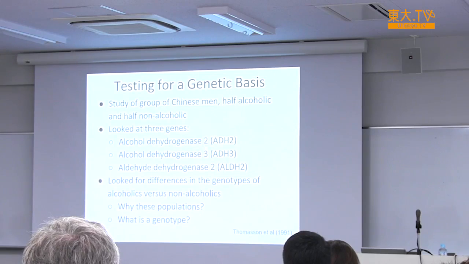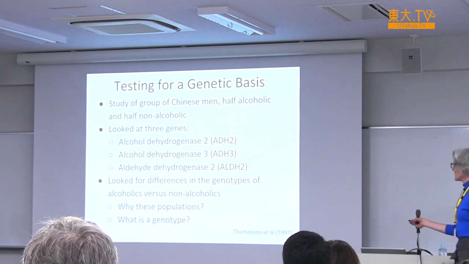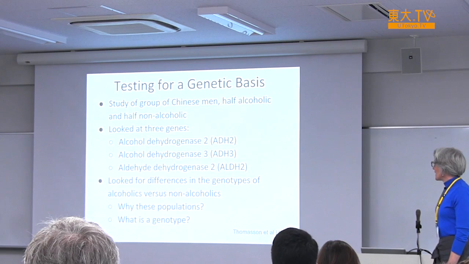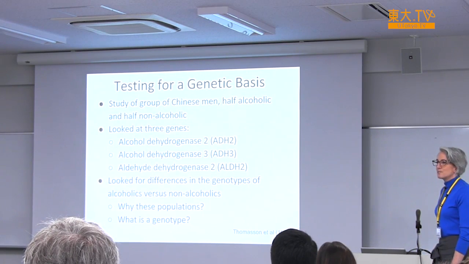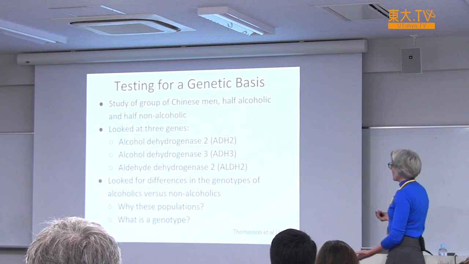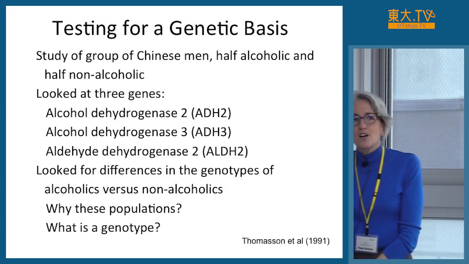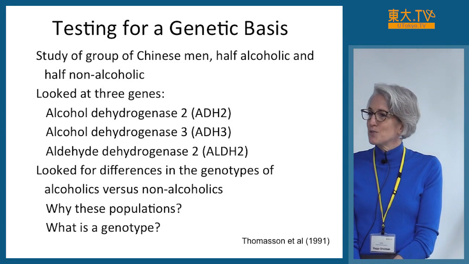You may recognize them. This alcohol dehydrogenase is the gene that makes that enzyme. This one as well. These two together, 2 and 3, make 1 protein. And then this one is aldehyde dehydrogenase, which makes that second enzyme in the step. And they looked for differences in the types of these genes that these Chinese men had, based on whether they were in the alcoholic or non-alcoholic group. So I'll give them a minute and they can talk a bit about why they chose this population. Why did they choose Chinese men?